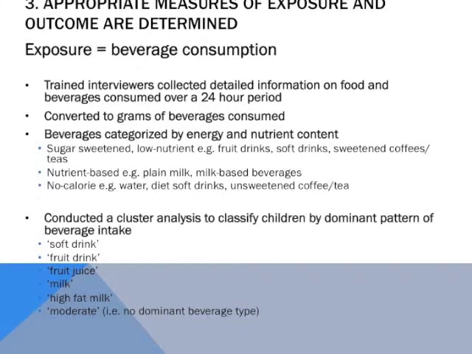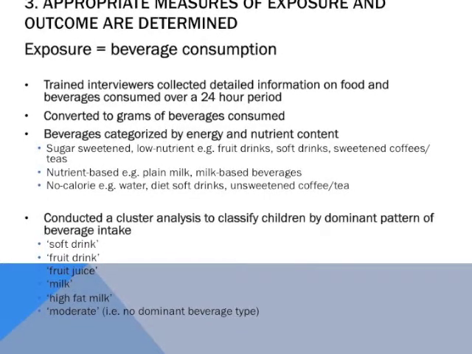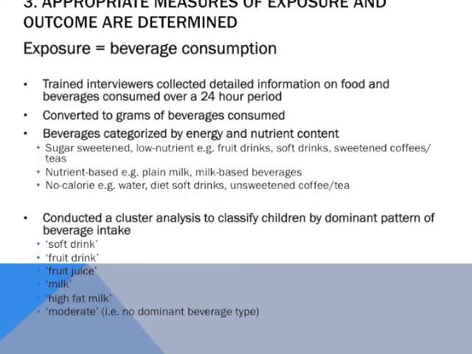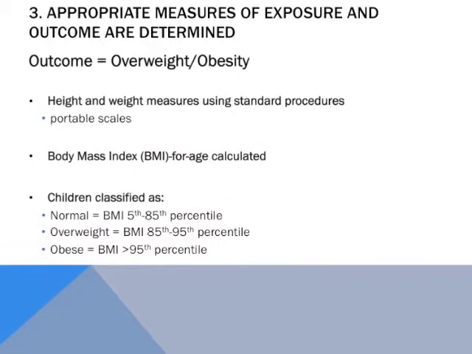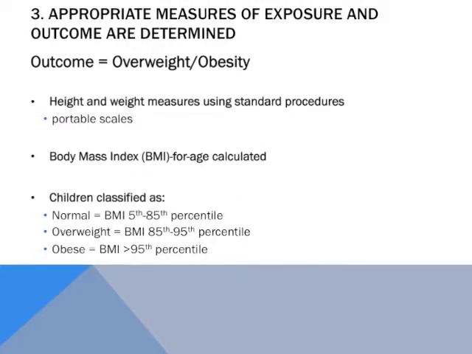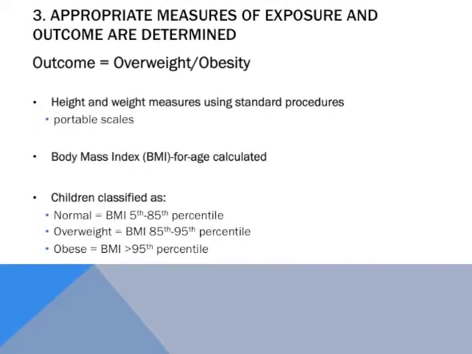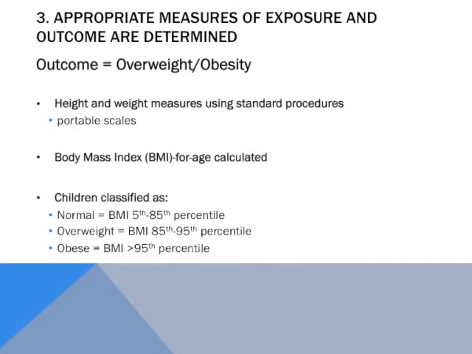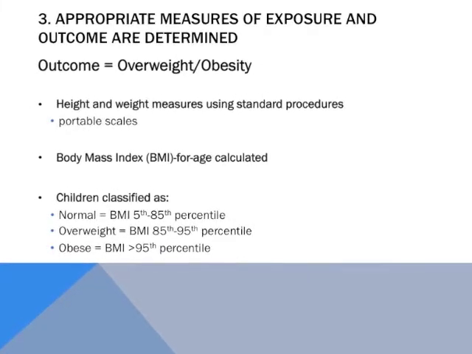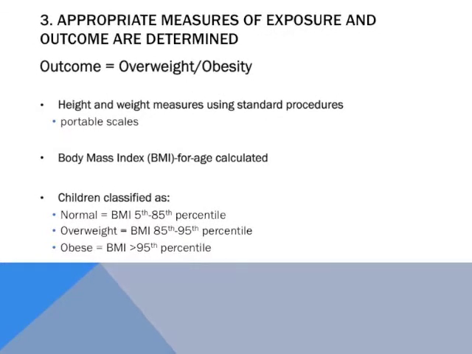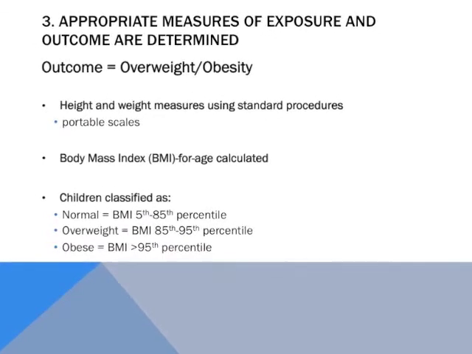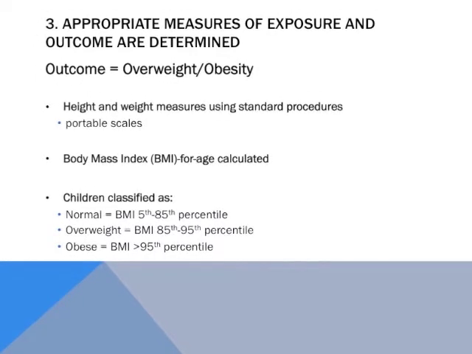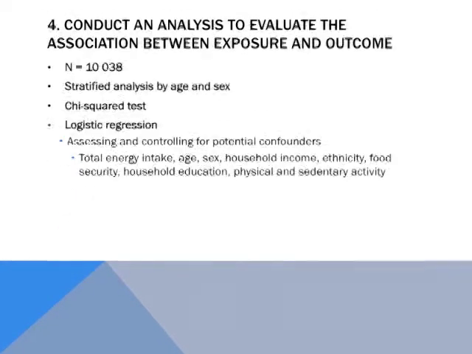These multiple stages to determining a child's beverage pattern illustrate that the epidemiologist's job of acquiring the data is not always straightforward. The outcome of interest in this study was overweight and obesity. Thus, interviewers measured the height and weight of children using standard procedures. Based on these height, weight, and the age of the child, their body mass index for age was calculated, and established cutoffs were used to classify each child as normal, overweight, or obese.